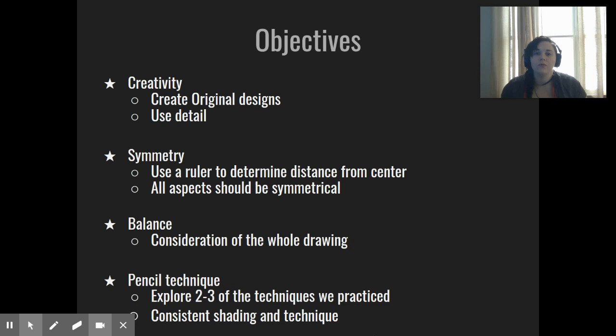And we're going to do this through a variety of objectives. First, we're going to use creativity. We're going to create original designs, and these designs are going to use detail, okay? Next, we're going to create a symmetrical drawing.